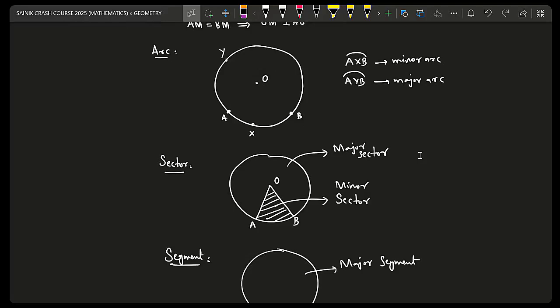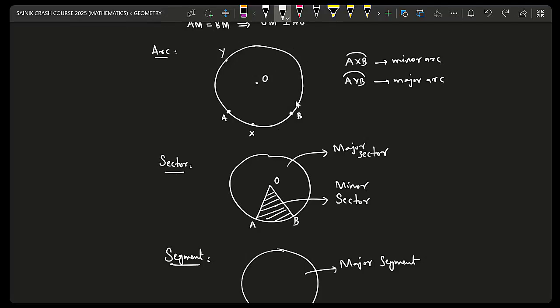Sir, what do you mean by minor arc? Minor arc means it is less than the bigger part. See, you take any 2 points on the circle, they always divide it into two parts. I have taken A and B. So this part and this part: the smaller one is called the minor arc, and the longer one is called the major arc.